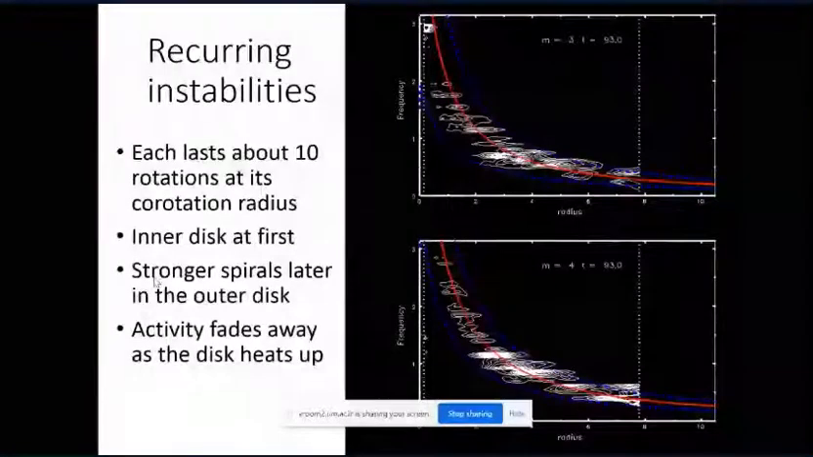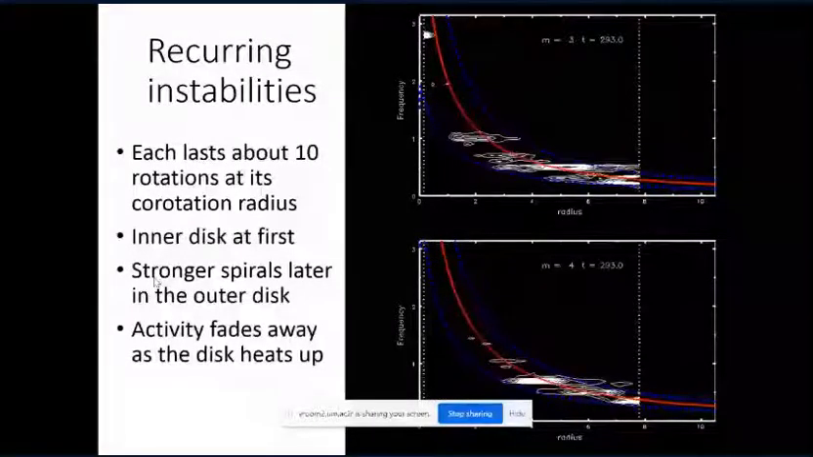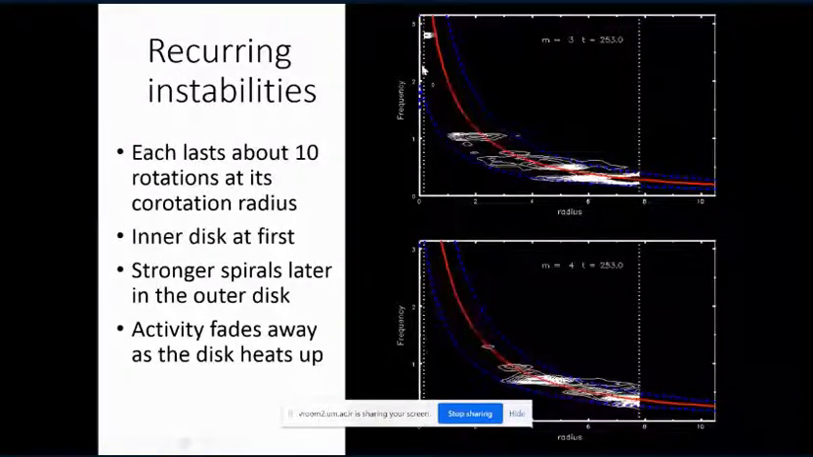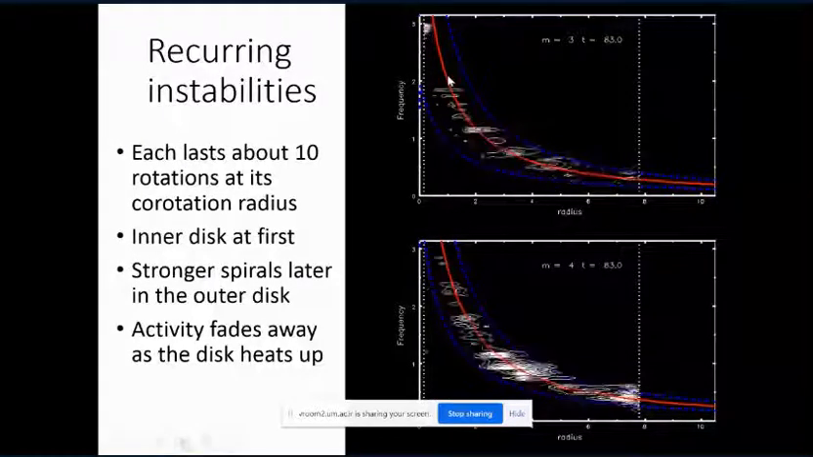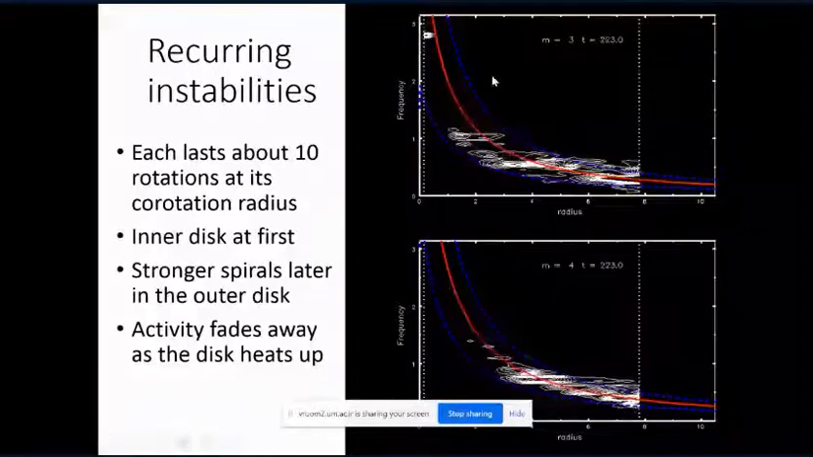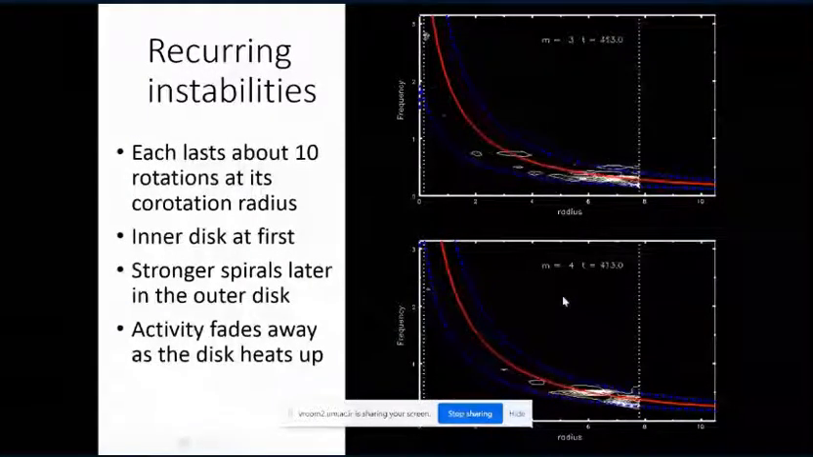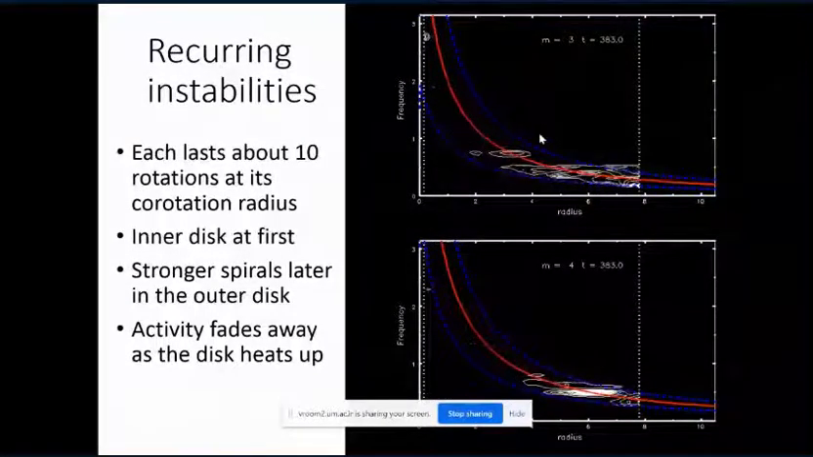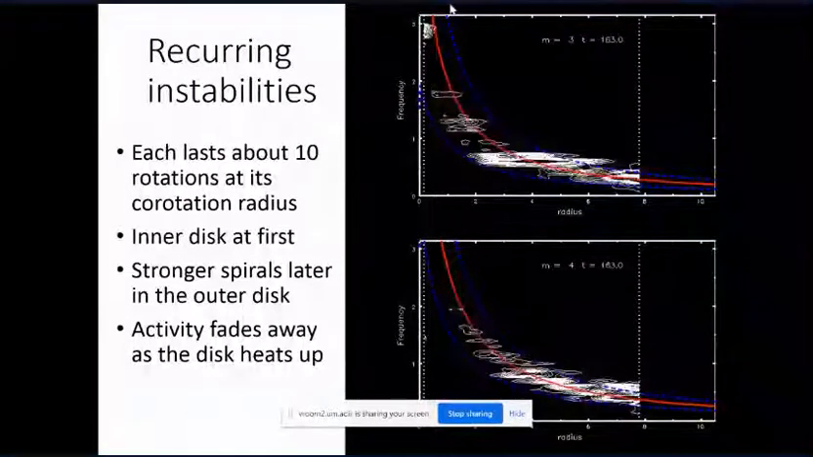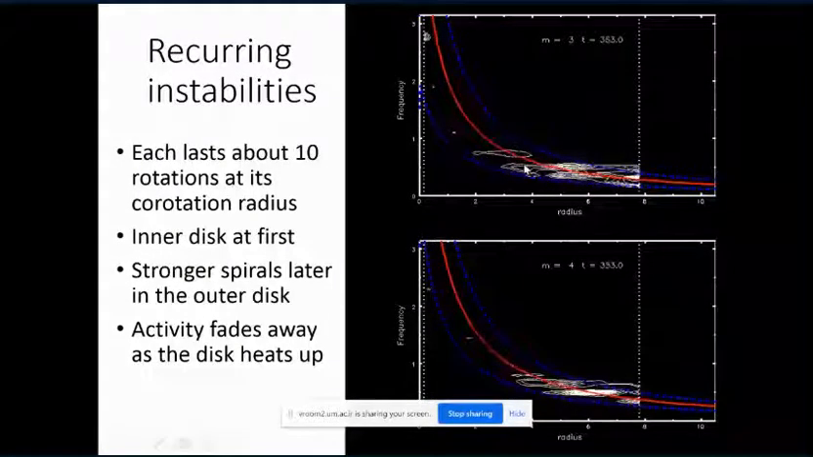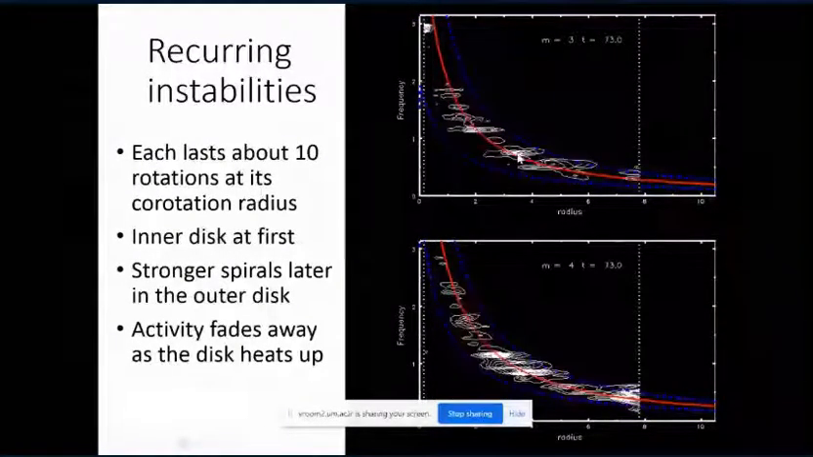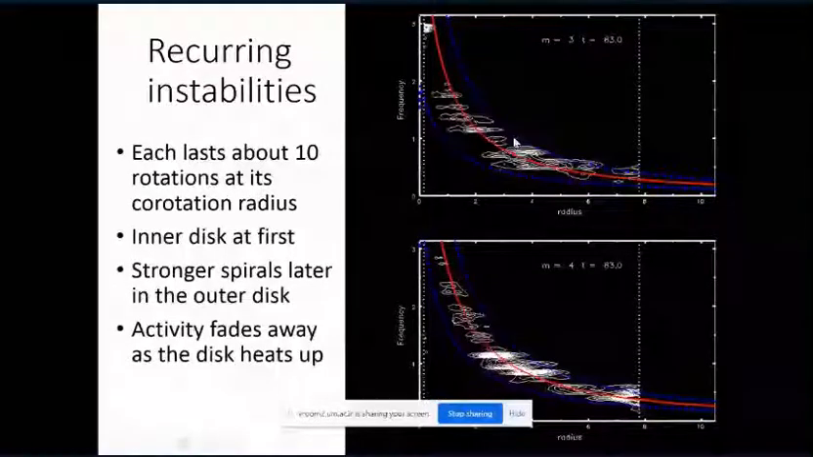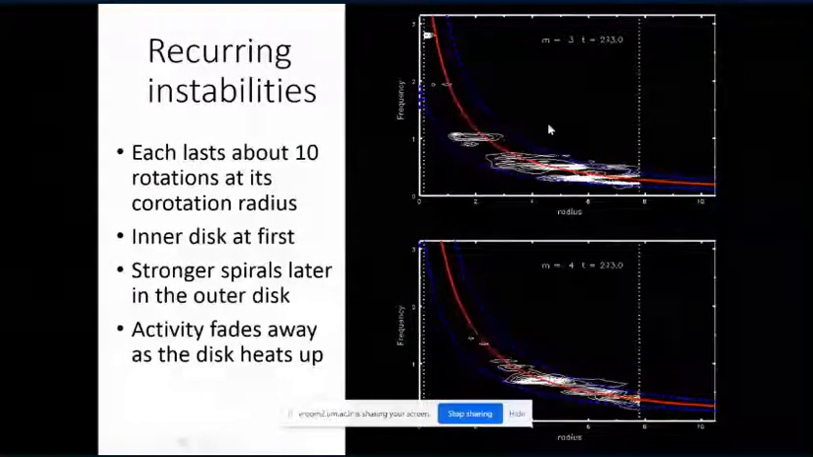So what I'm showing you in this animation are estimates of the amount of power. These contours that you're looking at here are the amount of power that are in various Fourier modes of the disk. The red line in the top and bottom plots shows you the circular angular frequency as a function of radius, and if you have a disturbance that is a horizontal stripe, as you can see several of those, that indicates that there is a coherent wave of a fixed frequency that is present in the simulation for a short period of time.